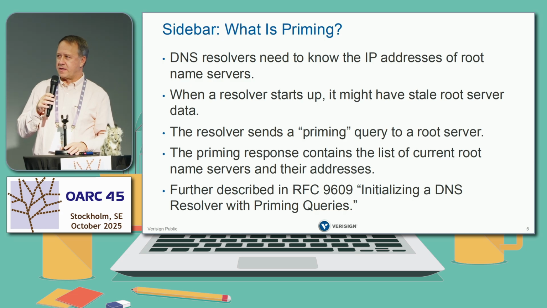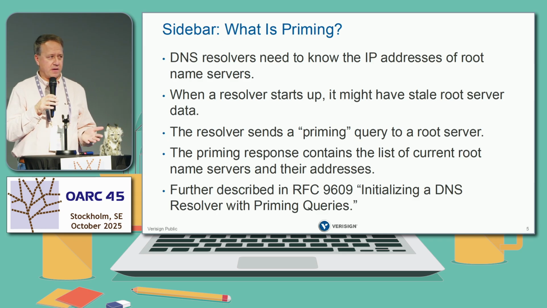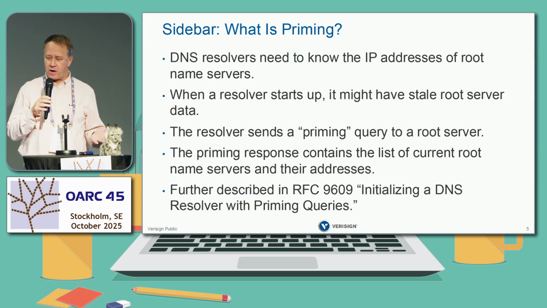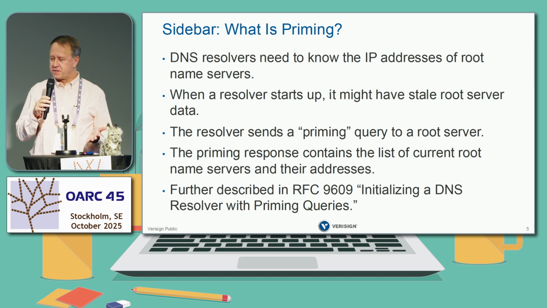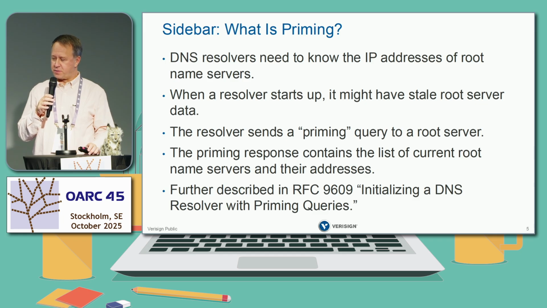So as a quick sidebar, if anyone by chance doesn't know what root server priming is, here's a brief description. DNS resolvers need to know the addresses of all the root name servers. When they start up, they might have out-of-date information, so they send a priming query to one of the root servers. The root server sends back the current list of root server names and addresses. This is all described in a fairly recent RFC called Initializing a DNS Resolver with Priming Queries. So that's how it's supposed to work.